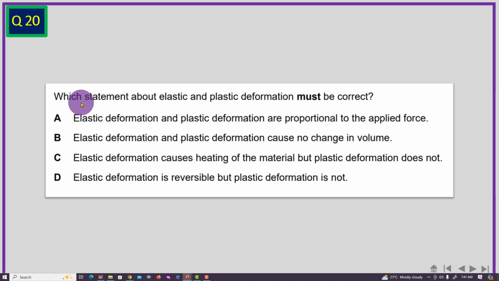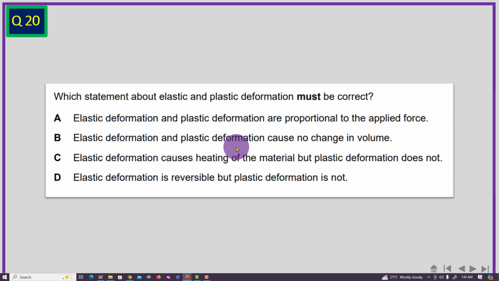In question 20, this is a question where we've got to make a decision just by looking at the various parts. Which statement about elastic and plastic deformation must be correct? Elastic deformation and plastic deformation are proportional to the applied force. This is not true. For plastic deformation, the deformation is not proportional to the applied force.